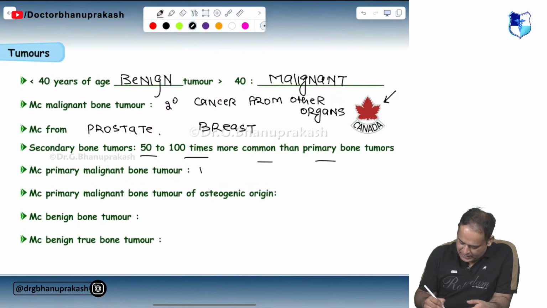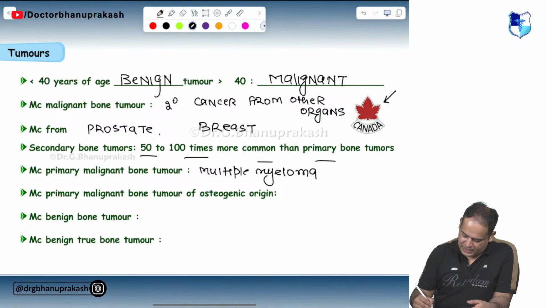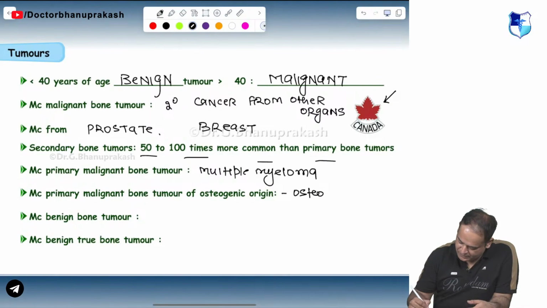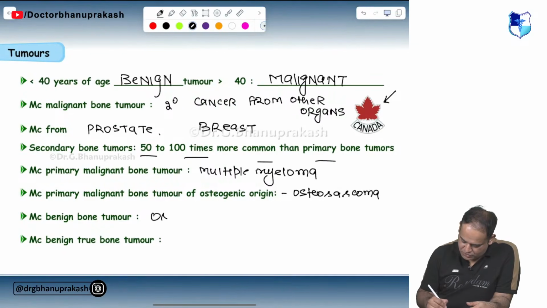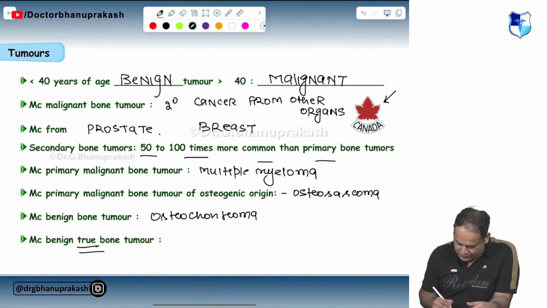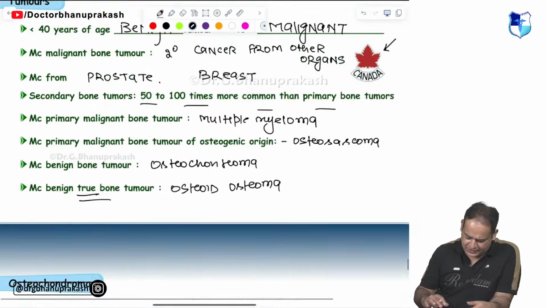Most common primary malignant bone tumor is multiple myeloma. Most common primary malignant bone tumor of osteogenic origin is osteosarcoma. Most common benign bone tumor is osteochondroma. Fine. Most common benign true bone tumor is osteoid osteoma, osteoid osteoma, one-liners, right?